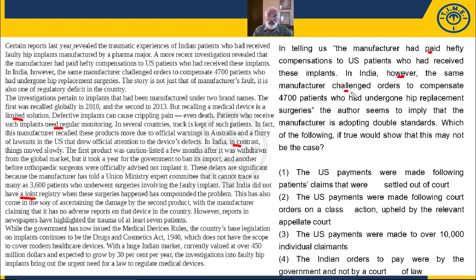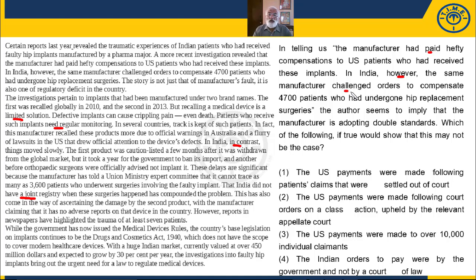So if I get a choice that says that the payment there was after challenge, then I know that there are no double standards. Okay, let's look at that then. The US payments were made following a settlement out of court. If they settled out of court, it means they didn't challenge. The patients claimed and the company paid, no challenge at all. In which case, this would show double standards. But we want a choice that does not show double standards.